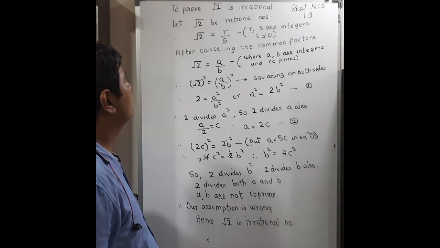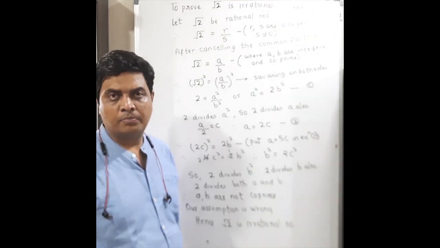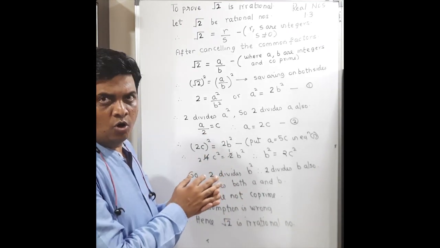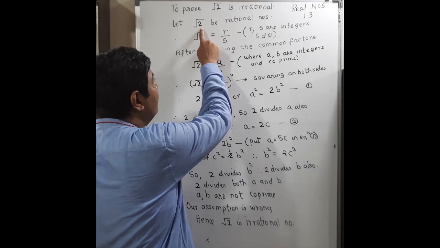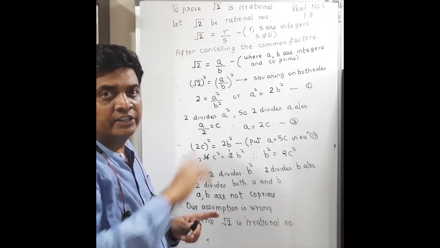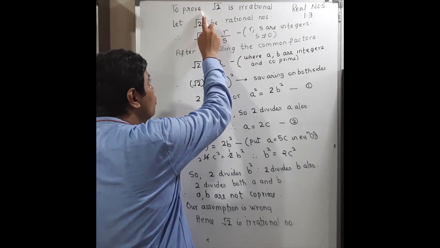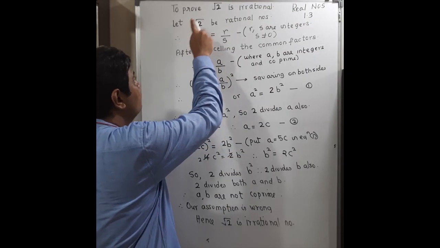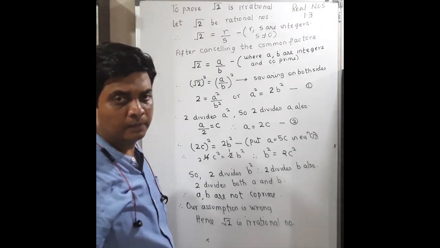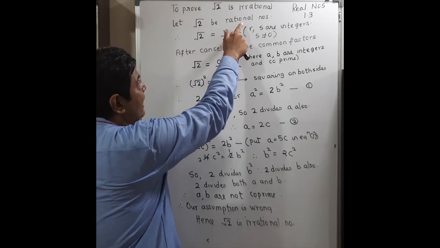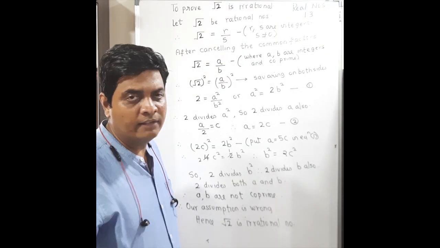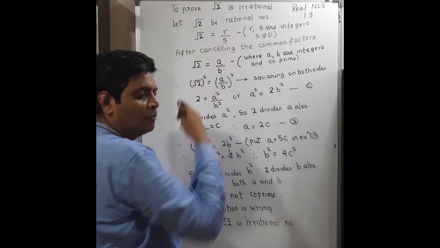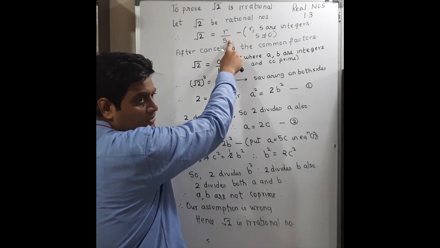Let us now prove square root of 2 is irrational. Again we will approach the same method. We will contradict that: let square root of 2 be a rational number. They have told us to prove square root of 2 is irrational, so I will let square root of 2 be a rational number. Now a rational number is of the form r upon s, or you can say p upon q, where p and q are integers. We are writing it over here as r upon s, where r and s are integers.